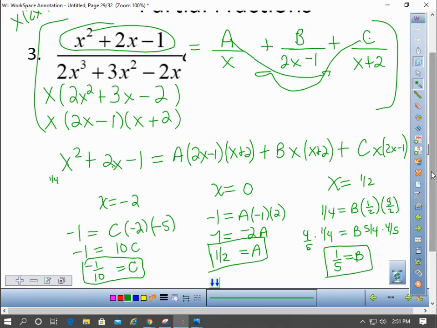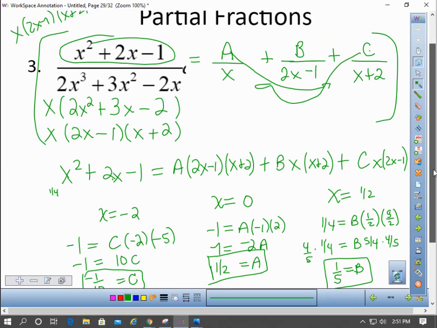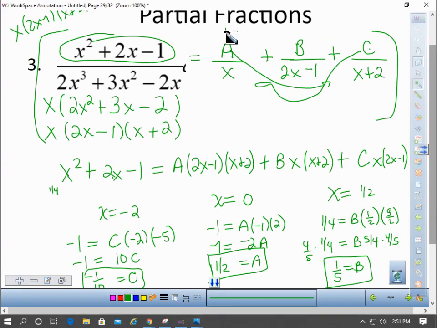So that means up there in that problem, my a is a 1/2, b is a 1/5, and c is a -1/10. And you can just leave them like that. They can stay exactly like that. Those fractions, it's not a big deal. So our a was 1/2, our b was 1/5, and our c was -1/10. And so that's our answer, those fractions over those linear factors.